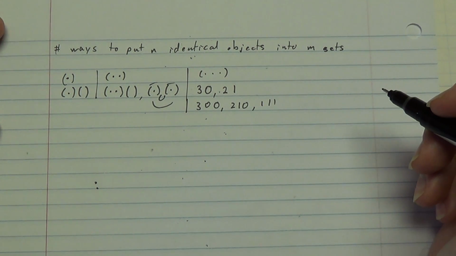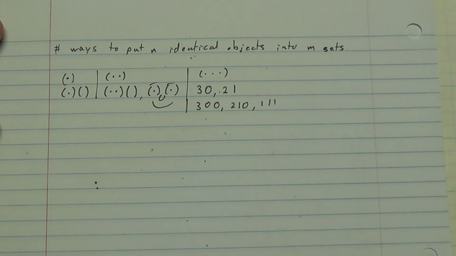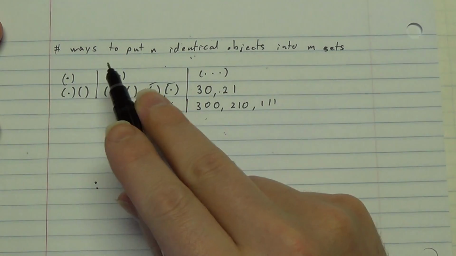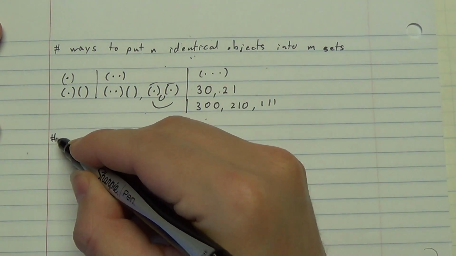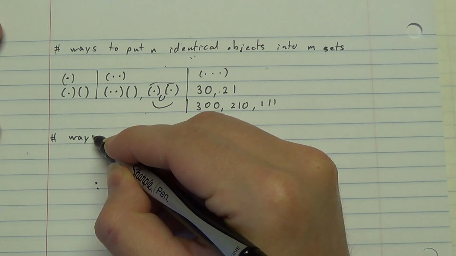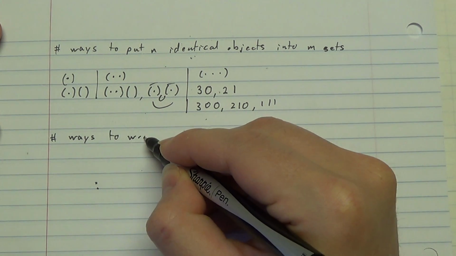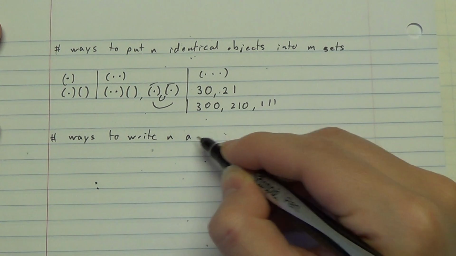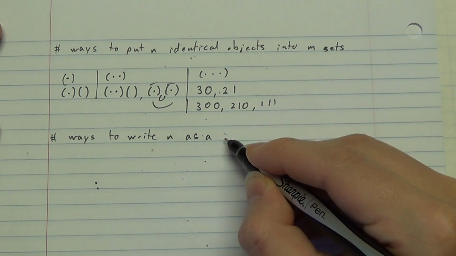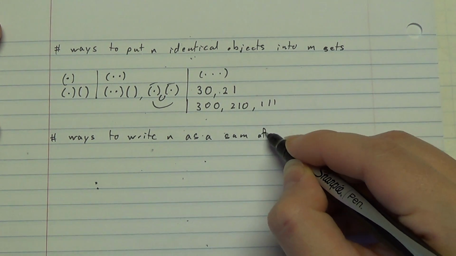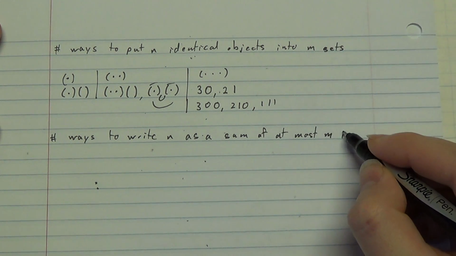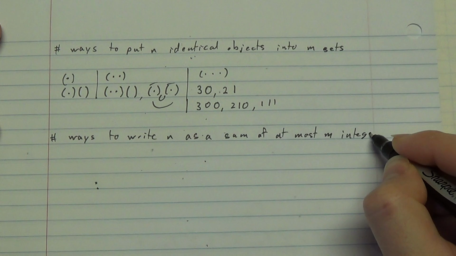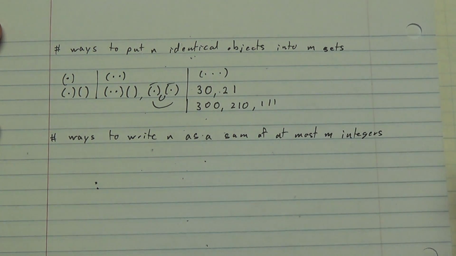Well, this gives us another formulation of the question. The number of ways to put n identical objects into m sets is also the number of ways to write the number n as a sum of at most m positive integers.